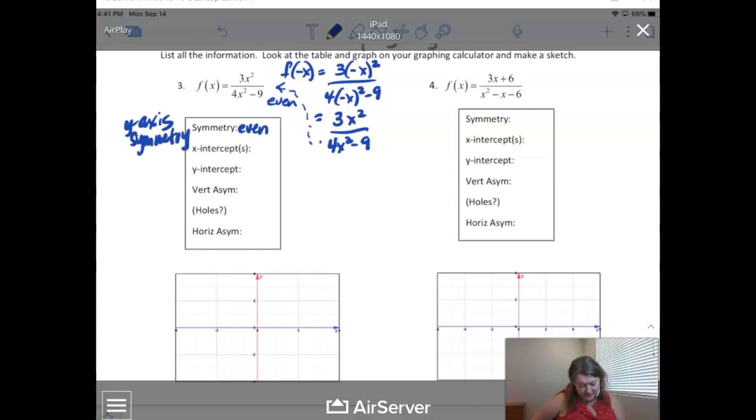Y-axis symmetry. All right. Next step, to find x-intercepts, you set y equal to 0. Another way to say that is you're going to set the top equal to 0. So setting the top equal to 0, we would get 3x squared equals 0. The only way that works is if x is 0. Okay, so I'm going to go put a dot there.